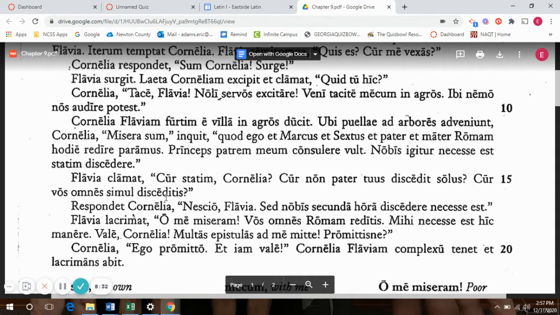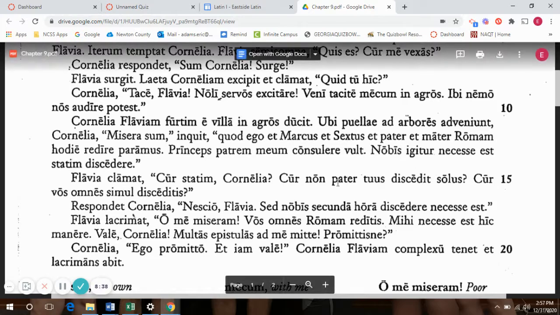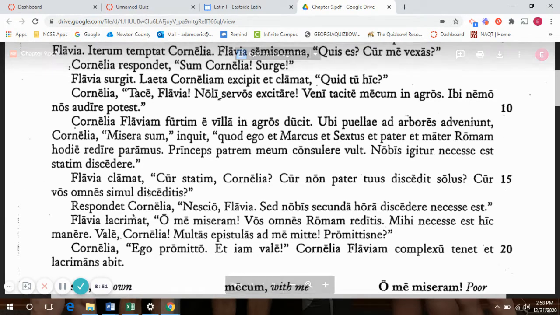Cur vos omnes simul disceditis? Flavia shouts, why immediately, Cornelia? Why does your father, not known, depart, go away, discedit, alone? And then the tricolon crescens combined with the anaphora, the repetition of that cur. Why do all y'all depart, leave, go away, disceditis, together, simul?